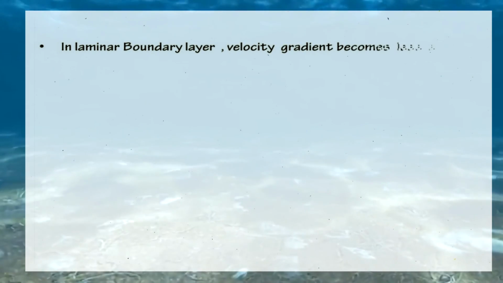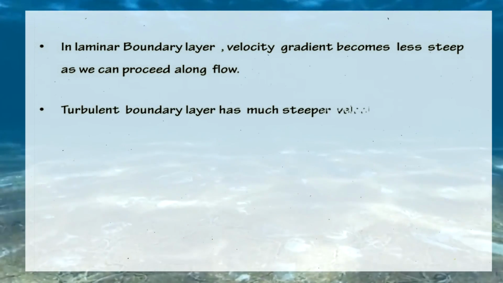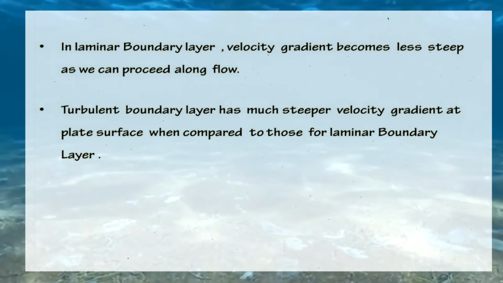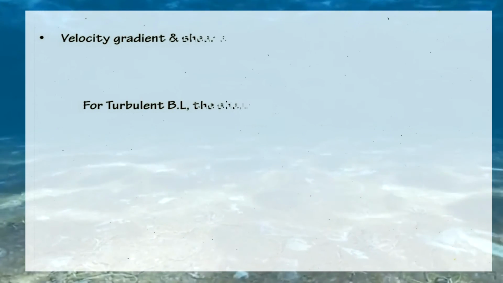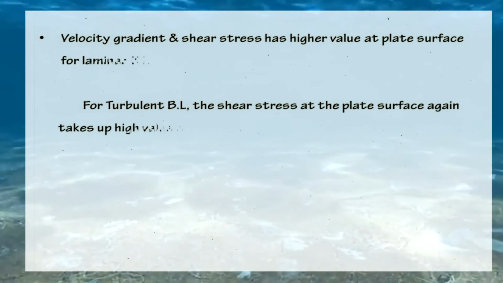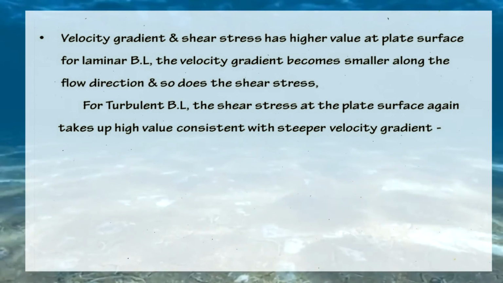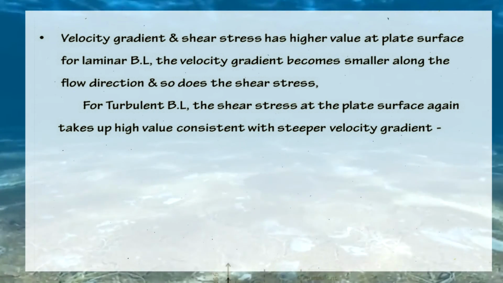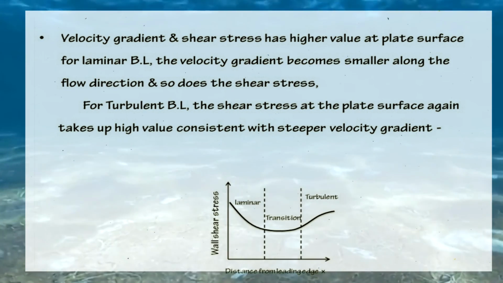In the laminar boundary layer, the velocity gradient becomes less steep as we proceed along the flow. The turbulent boundary layer has a much steeper velocity gradient at the plate surface when compared to that for the laminar boundary layer. Velocity gradient and shear stress have higher values at the plate surface. For the laminar boundary layer, the velocity gradient becomes smaller along the flow direction, and so does the shear stress. For the turbulent boundary layer, the shear stress at the plate surface again takes up a high value, consistent with the steeper velocity gradient.